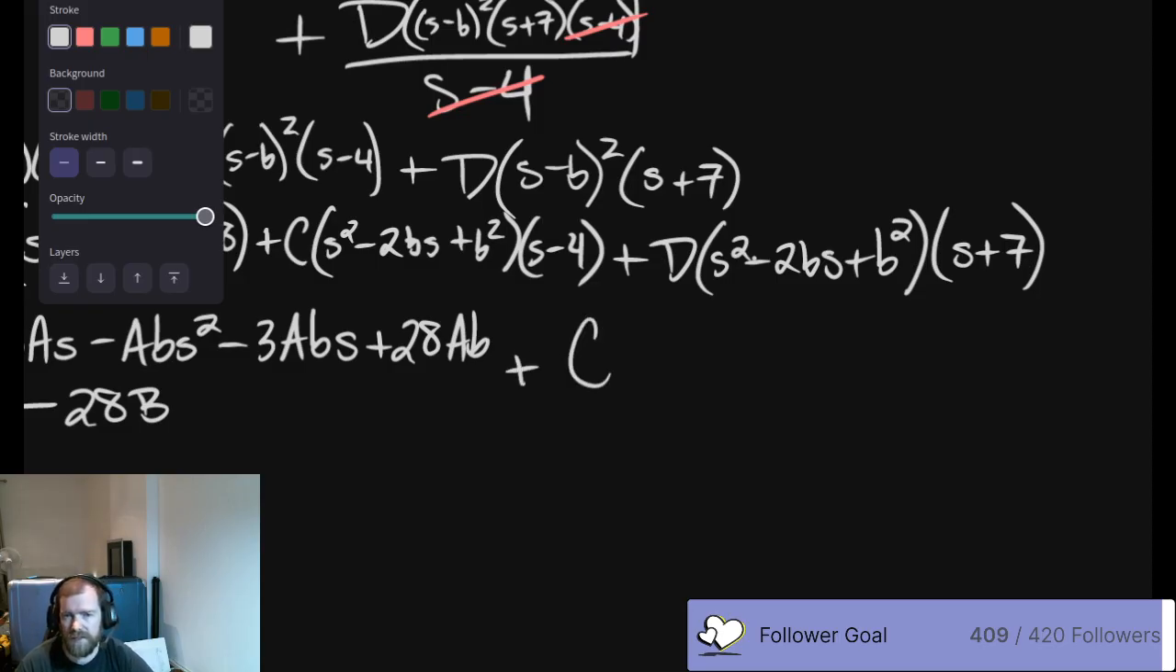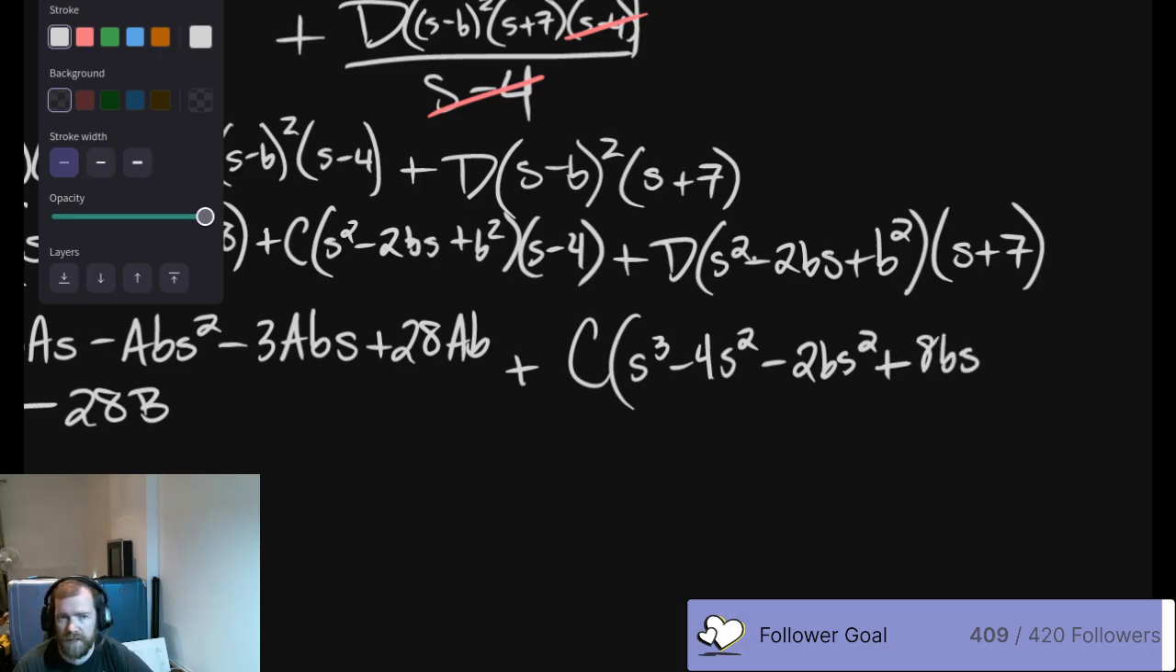All right, plus C times the quantity. This is going to be s cubed minus 4s squared minus 2bs squared. This is negative 2 times negative 4, which is going to be a positive 8bs.